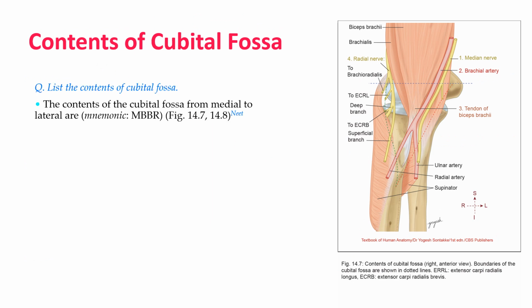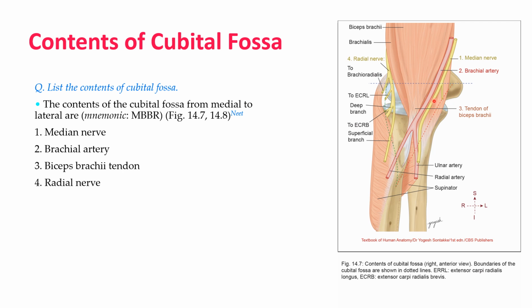Coming to the contents of the cubital fossa. The contents of the cubital fossa from medial to lateral side: first we have the median nerve, then we have the brachial artery, then we have the biceps tendon, the tendon of the biceps brachii, and the radial nerve.